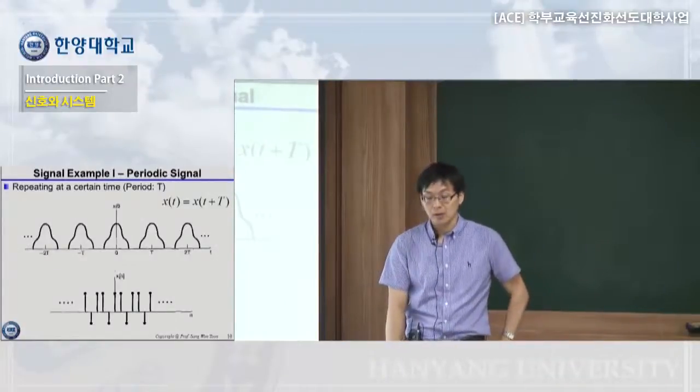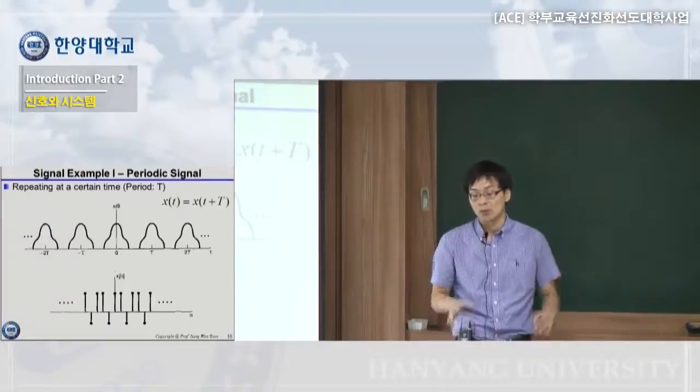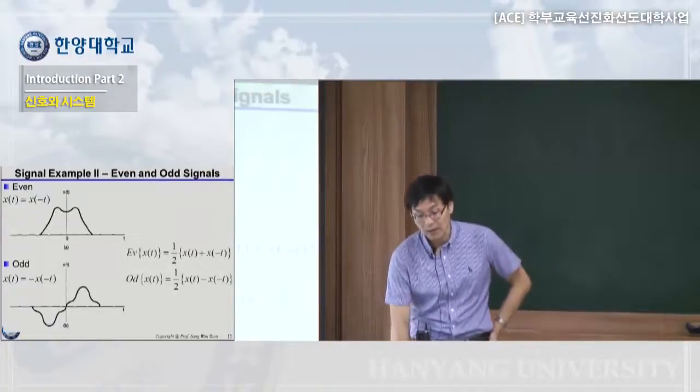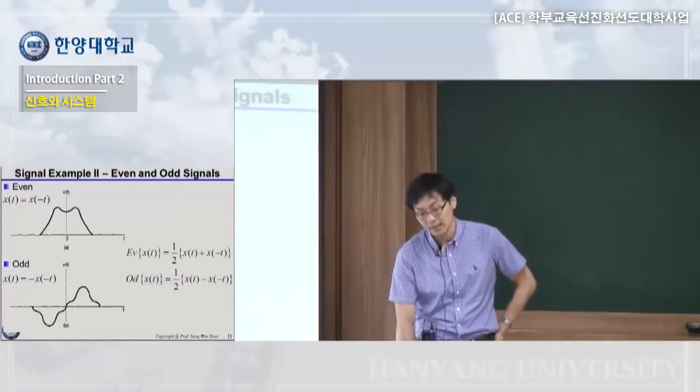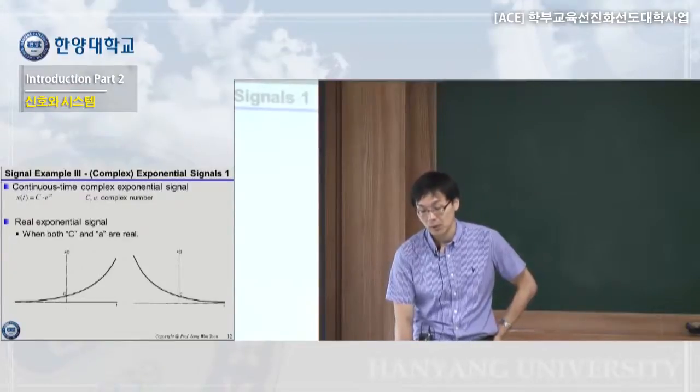Also define what a periodic signal is. A periodic signal we define as a signal repeating by a certain time. And we have even and odd functions, symmetric around the y-axis, symmetric around the origin. And we also cover the complex exponential signal.